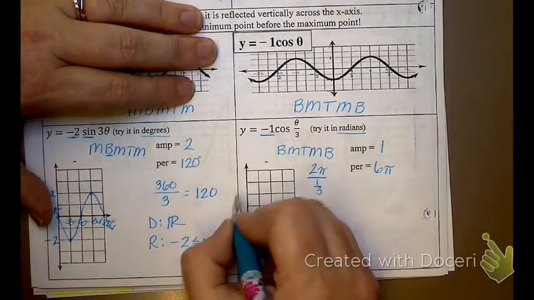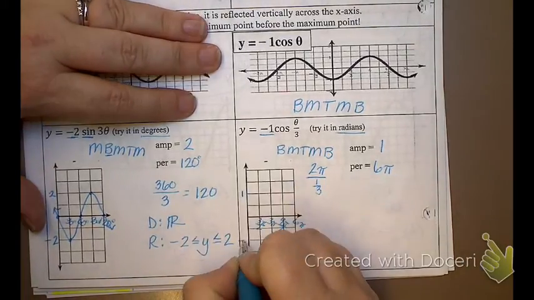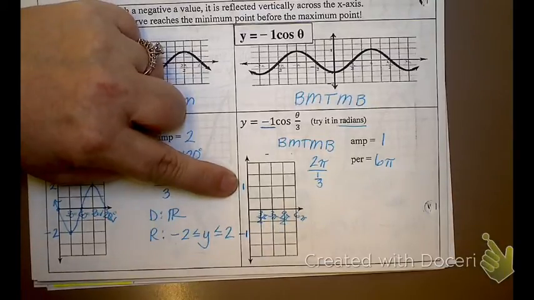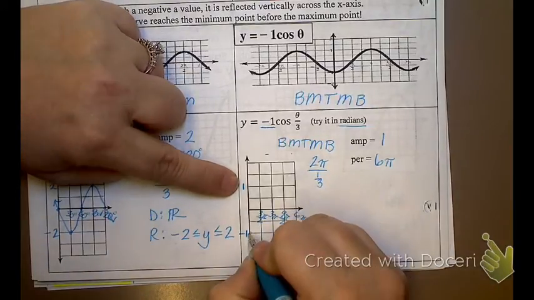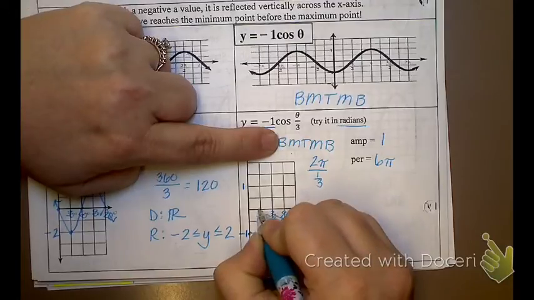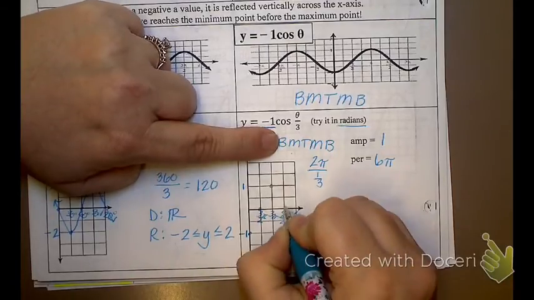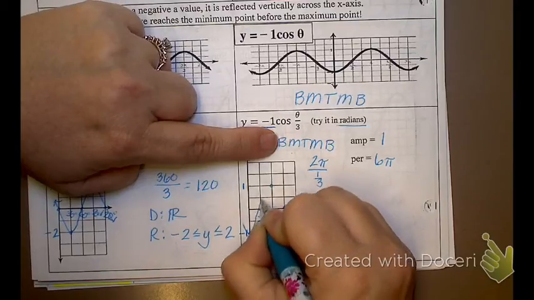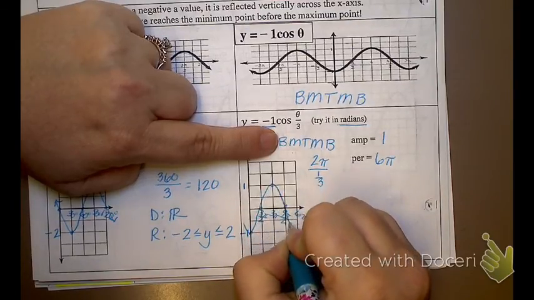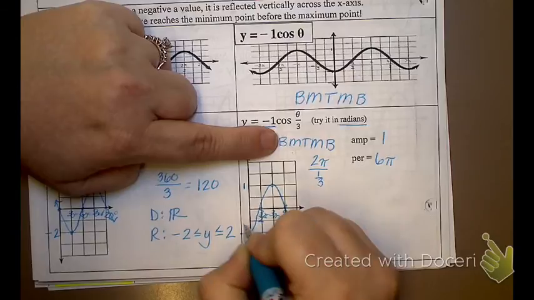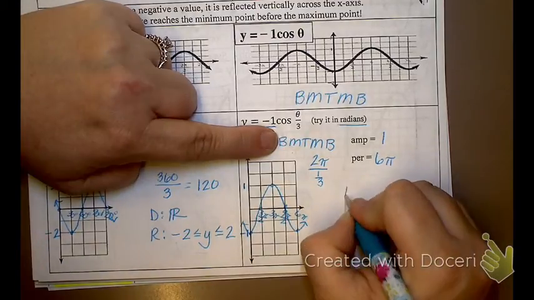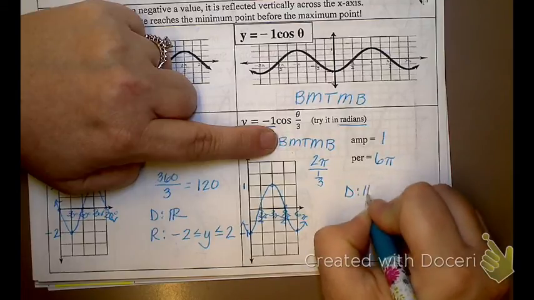My amplitude is 1. Just to get a little bit of extra space, I'm going to go ahead and mark this line as 1 so that I have a little bit more room to see what's going on. And I'm going to start at the bottom this time. Bottom, middle, top, middle, bottom. And again, curve those ends around. Don't let them continue going down because we know that they're going to curve back up as they continue on with the next period. So, our domain, all real numbers.